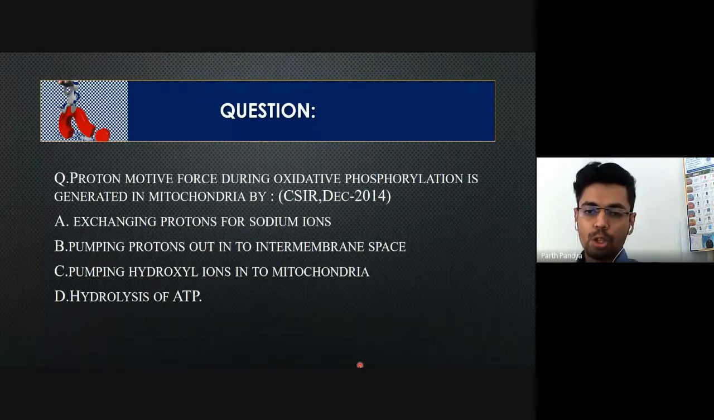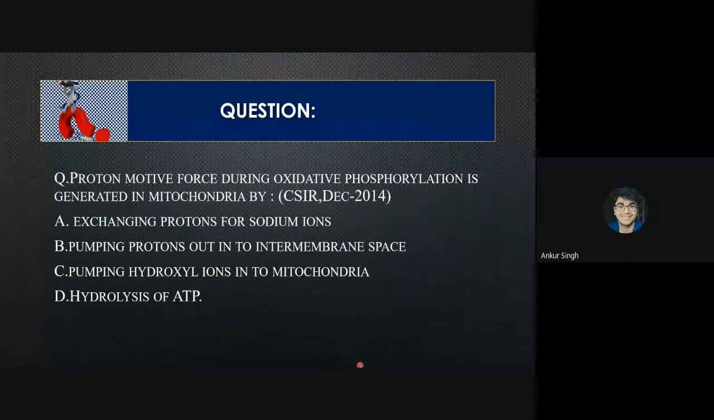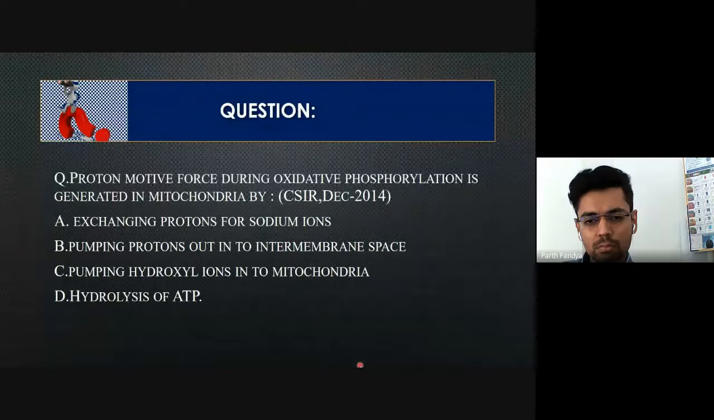The proton motive force during oxidative phosphorylation is generated in mitochondria by exchanging protons for sodium ions, pumping protons out into the intermembrane space, pumping hydroxyl ions into the mitochondria, and hydrolysis of ATP. Yes, it's a 2-mark question. Sir, B option? B? Yeah, why do you feel B option?